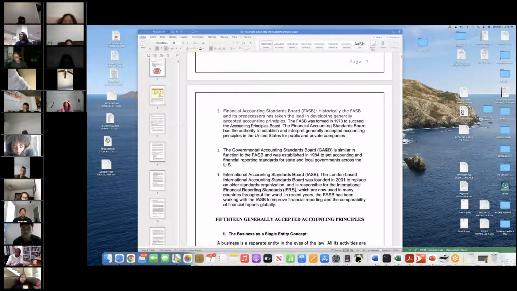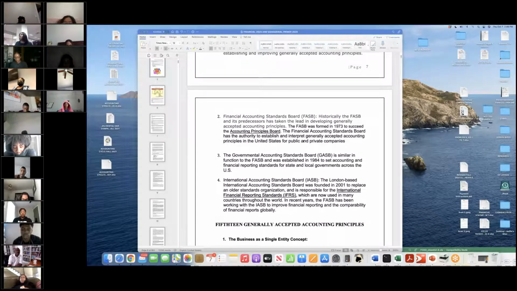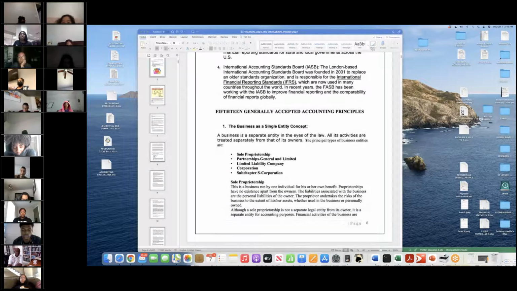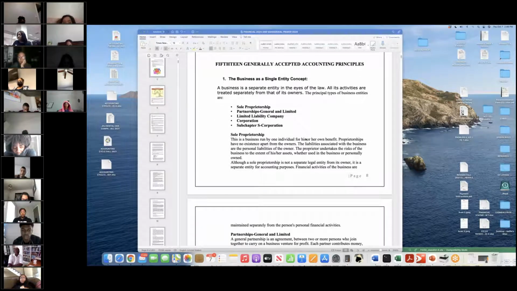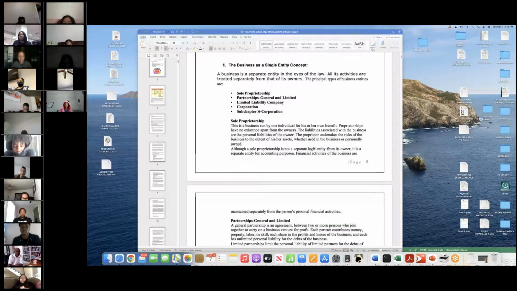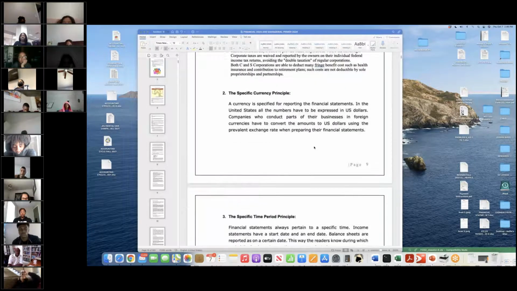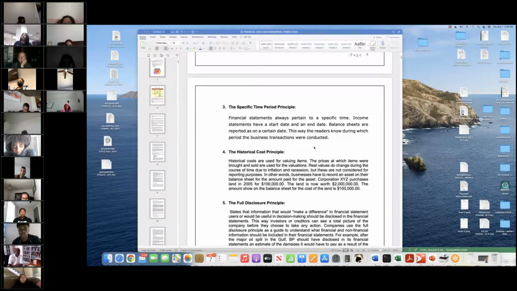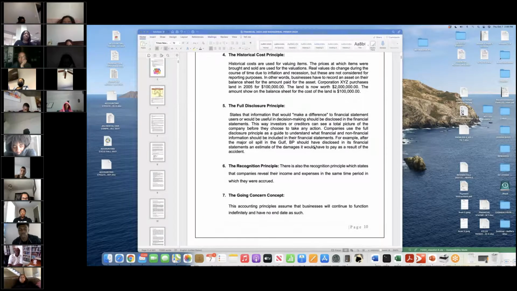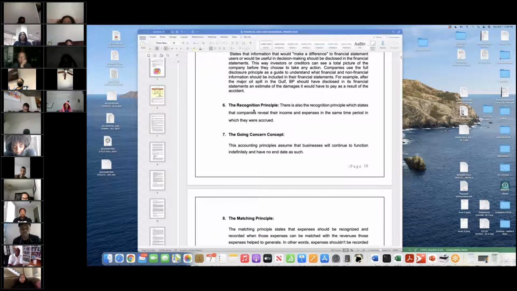And of course you should know these entities. There are 15 generally accepted accounting principles you need to know. We won't be testing on these until after midterm. But some are going to come into play as we work with adjusting entries. And the first one is this recognition principle.